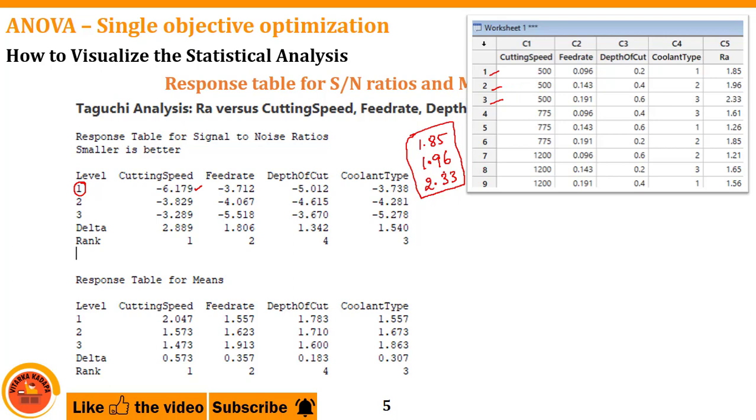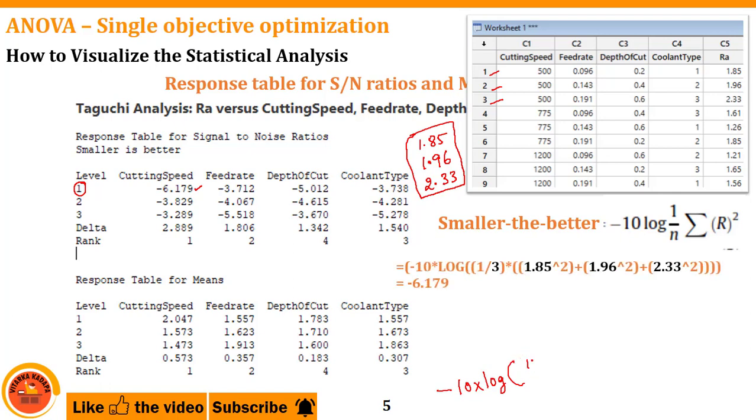So now what we have to do? Based upon this, we have to substitute in this formula. Smaller the better, we are having the formula. So I will substitute minus 10 into log of 1 divided by n. How many trial experiments have I done? Here I have taken 3 experiments, so the log should be of the summation of 1.85 square, 1.96 square, 2.33 square. These values I have to take, and I will get minus 6.719. So that value I have highlighted here.